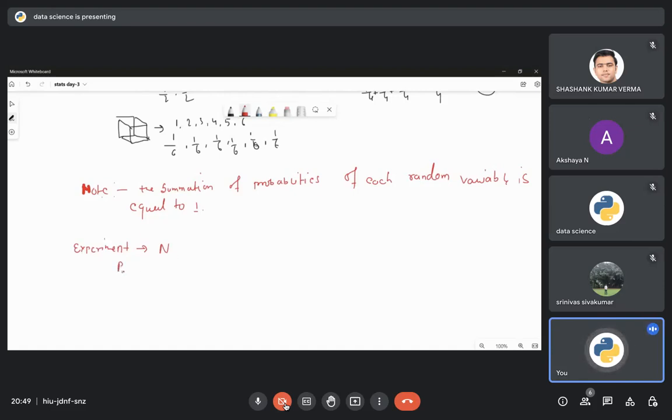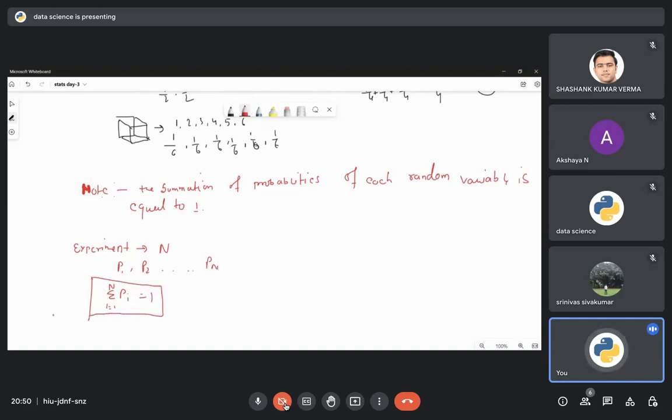p1, probability of 1, comma p2, dot dot, pn. There's an nth random variable. Now if I sum all those things, the summation of P of i, where i goes from 1 till n, is always equal to 1. This is the rule of probability.